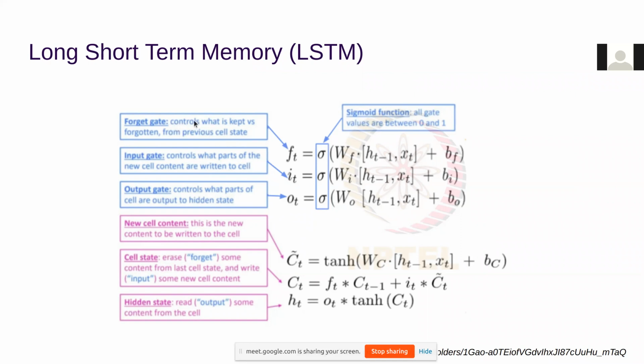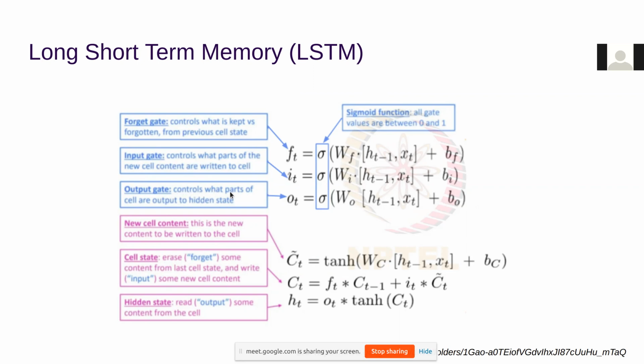So the forget gate controls what is kept versus what is forgotten from the previous cell state. It depends on HT minus 1, that's the previous hidden state, and this is the bias term. So the previous hidden state and the current input will decide how much of the content should be maintained or should be forgotten. Similarly, the input gate controls what part of the new cell content is written to the cell and how to compute the new cell content. So it will be a function of xt and ht minus 1.